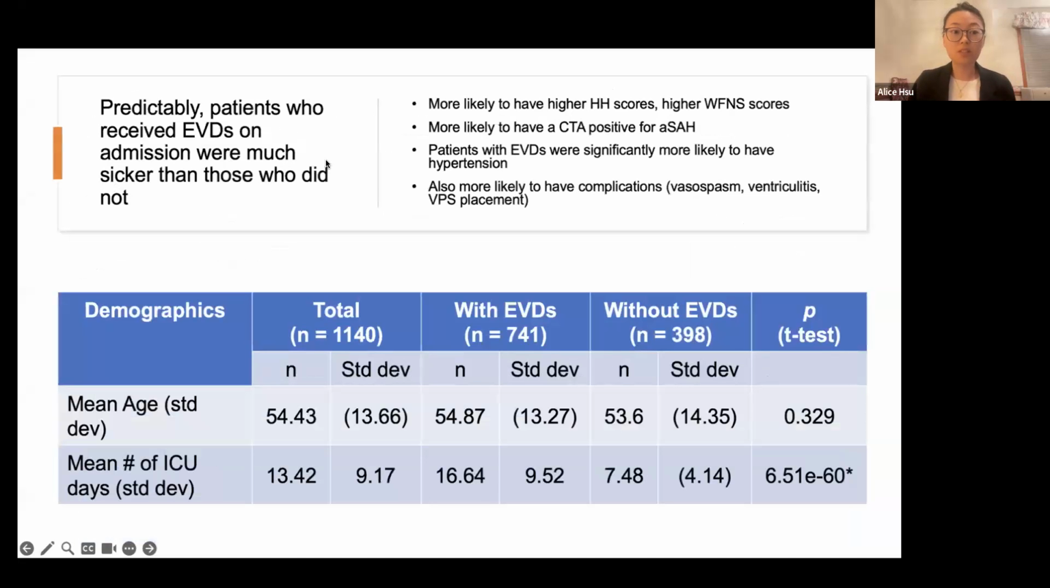And so predictably, patients who have received EVDs on admission were much sicker than those who did not. They were more likely to have higher Hunt-Hess scores, higher WFNS scores. They were more likely to have a CT angiogram positive for an aneurysmal subarachnoid hemorrhage. And then surprisingly, I think the patients with EVDs were more likely to have hypertension, but they were not more likely to have any other of the comorbidities when we looked at the data set. And they were also more likely to have complications.